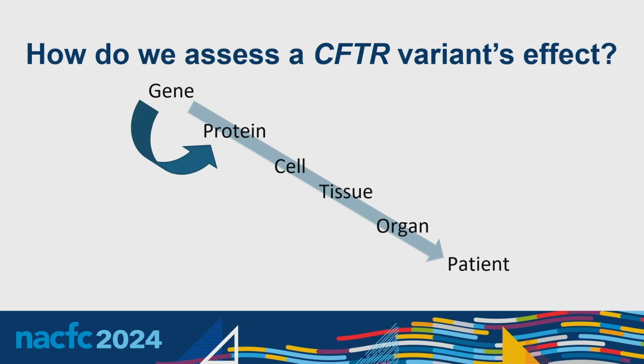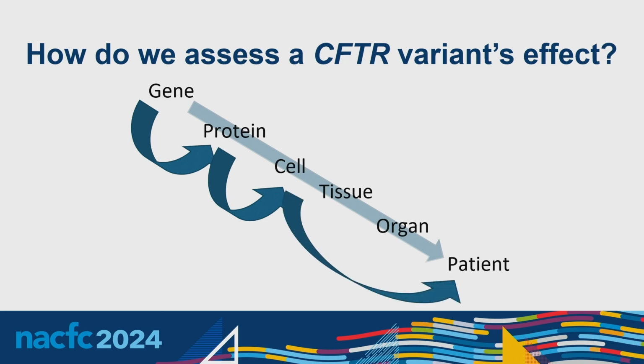So sometimes we have to study things by predicting how a genetic effect will impact a protein, and then how that will impact a cell. And if we can figure out what's going on at the cellular level, then we can make assumptions about what's going on with a patient.